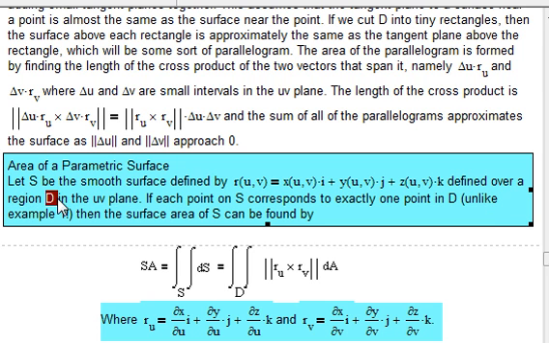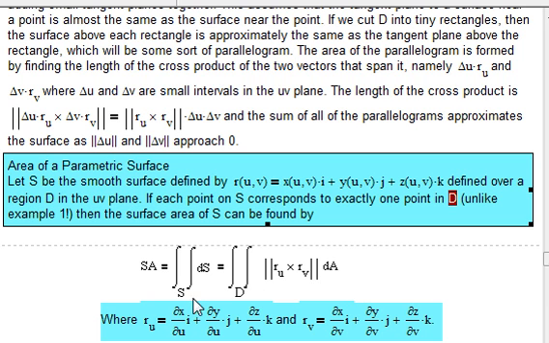Okay, so the area of a parametric surface: if S is a smooth surface defined by this vector valued function, defined over region D in the UV plane, if each point on S corresponds to exactly one point in the domain, unlike example 1. Remember why that wasn't good? There were places where it would not be considered a one-to-one function, right? I think the one that looked like a waste basket wouldn't work very well either, but okay, here we go.